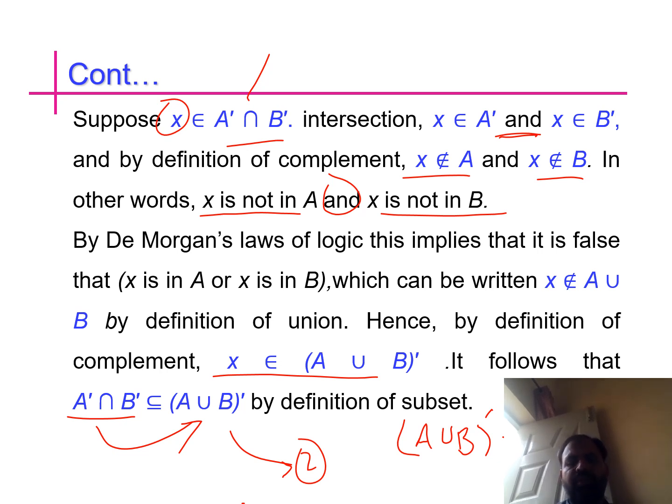It's the definition of union. Hence, by the definition of the complement, X belongs to (A union B) complement. It follows that A complement intersection B complement is a subset of (A union B) complement. So this is the definition of subset. If both are subsets of each other, then it means that both sides are equal.